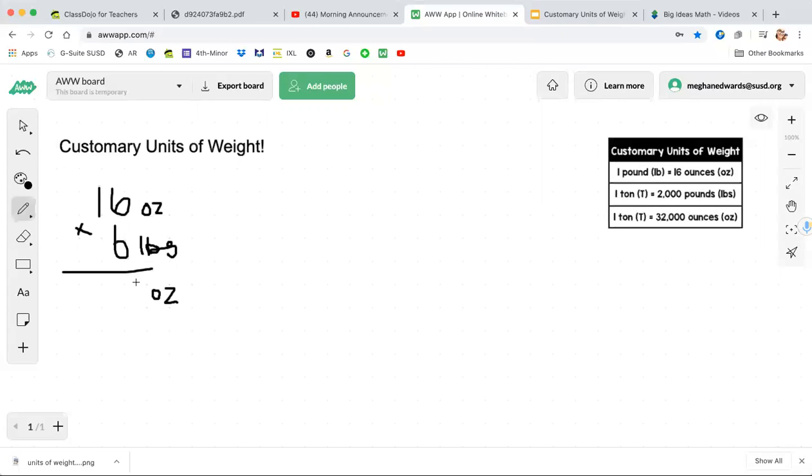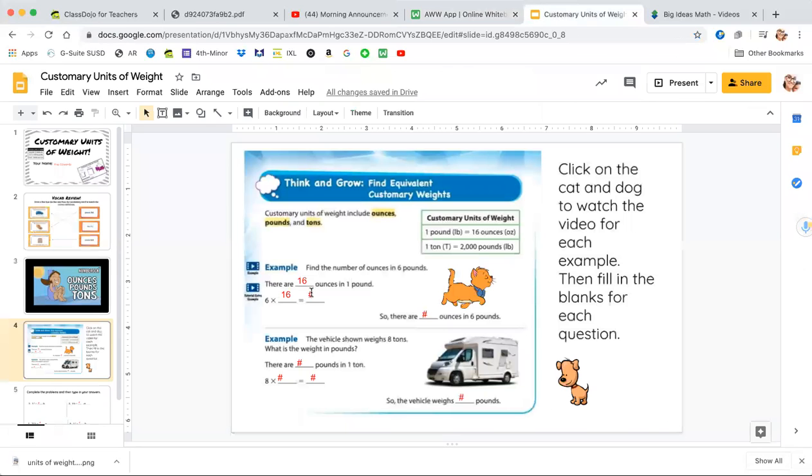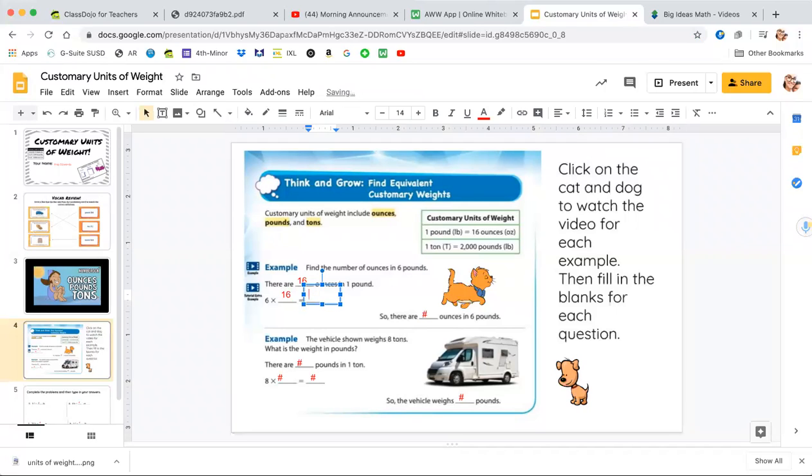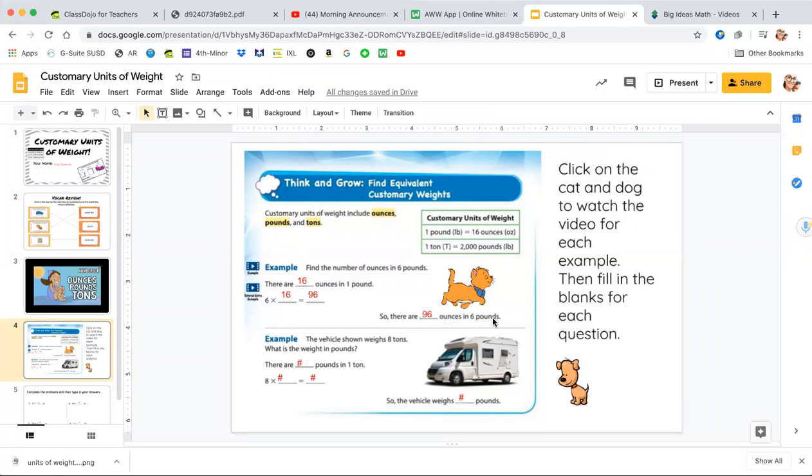So 16 times 6. So 6 times 6 is 36. So 6, we carry that 3 above the tens place. Multiply the ones place by the tens place. So that's 6 plus the 3 that we've carried over. So that gives us 9. So our final answer is that there are 96 ounces. So we know that 6 times 16 was equal to 96. So we know that there are 96 ounces in 6 pounds.